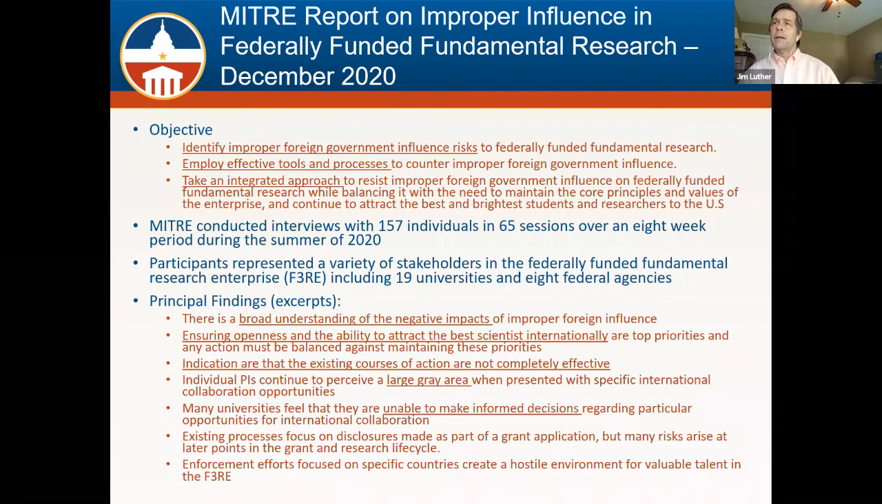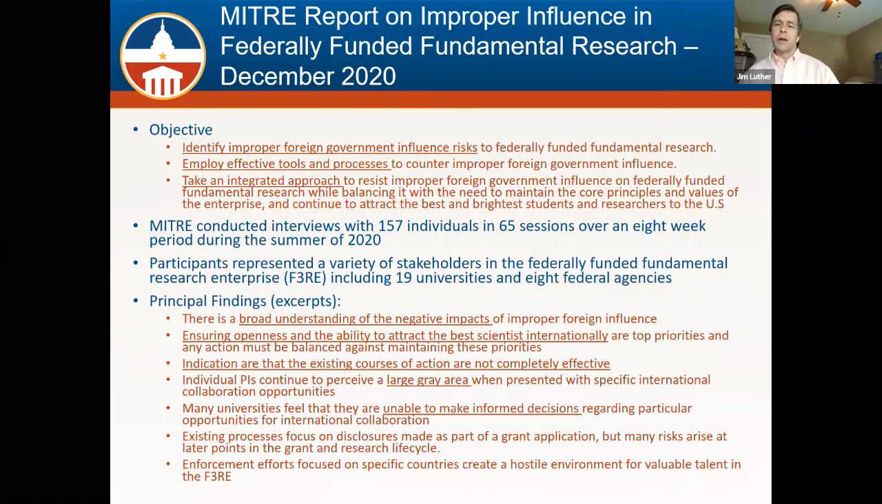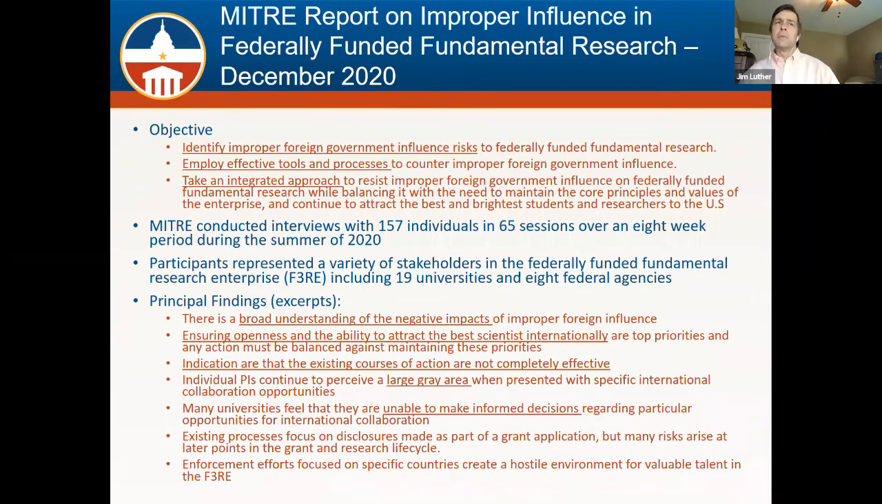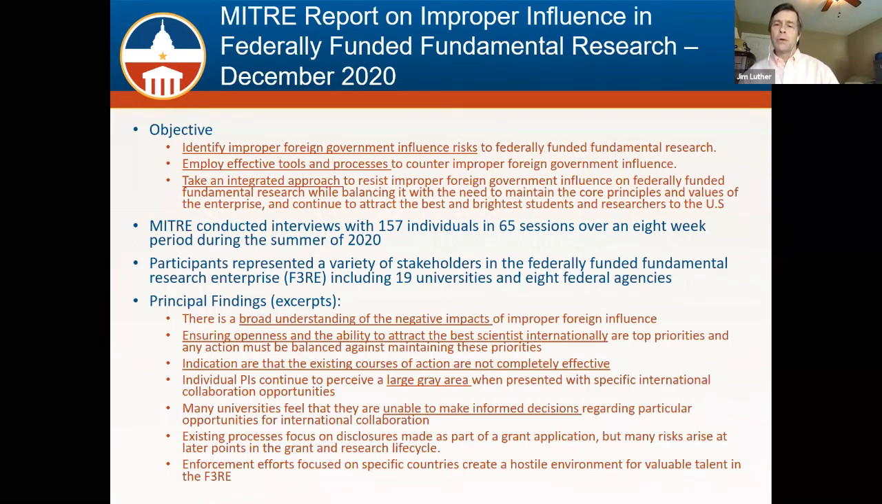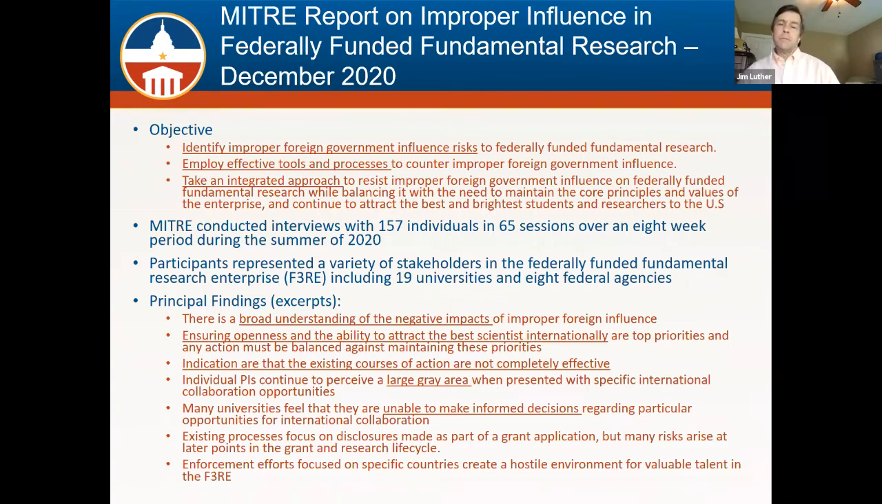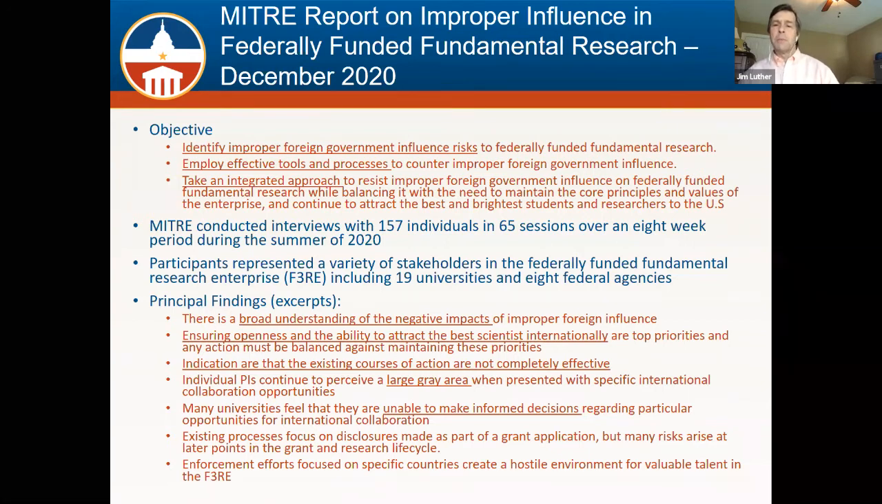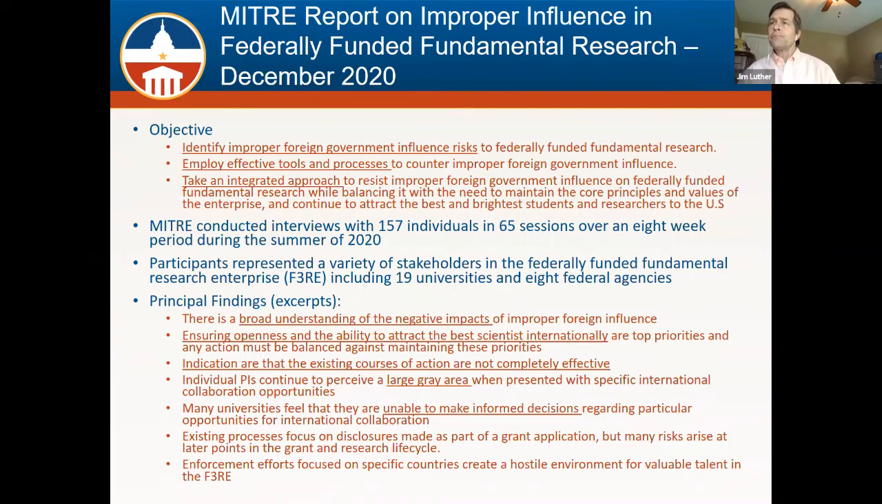I think that 4th bullet, individual PIs continue to perceive a large gray area. I think that's the case for the PIs as well as those of us that try to manage this risk. Sometimes we see issues that are administrative oversights where we don't disclose a relationship. Sometimes there might be something more deliberate, and sometimes it might be criminal. In that continuum, there's a large gray area, and I think that's acknowledged in this report. And so there's a handful of other things that you can read at your leisure. And again, the report will have a great deal more background on that. Next slide, please.